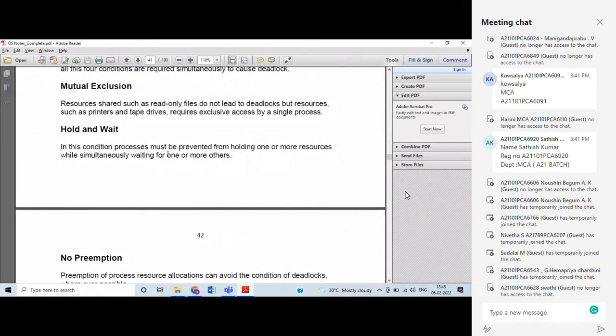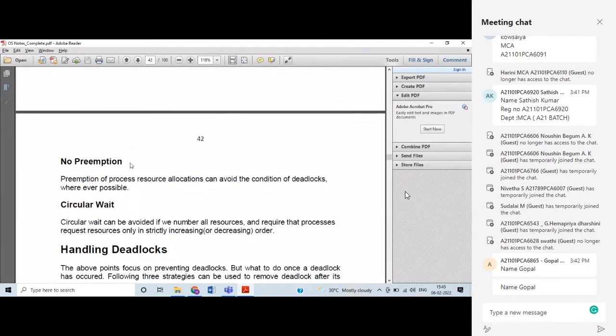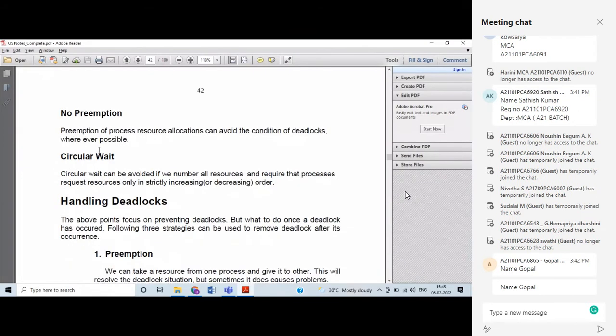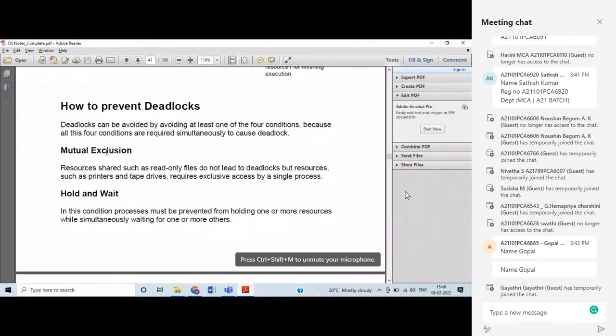And hold and wait. In this condition, processes must be prevented from holding one or more resources. And no preemption. I think you understand the meaning of preemptive. Without preemption, the deadlock will happen. And circular wait can be avoided if we number all the resources and require that processes request resources only in strictly increasing or decreasing order. So these are the ways to prevent deadlocks.